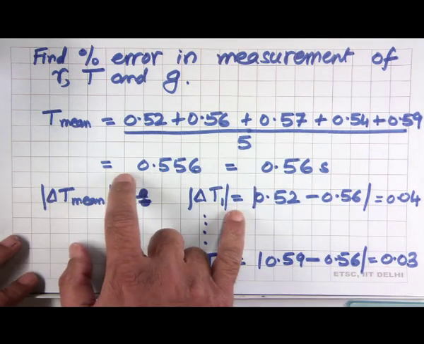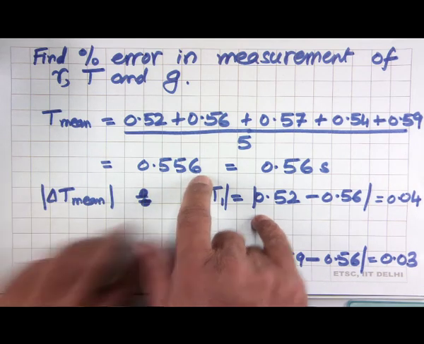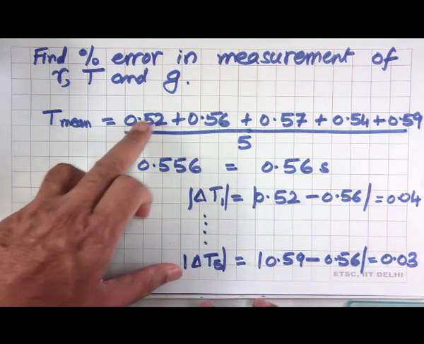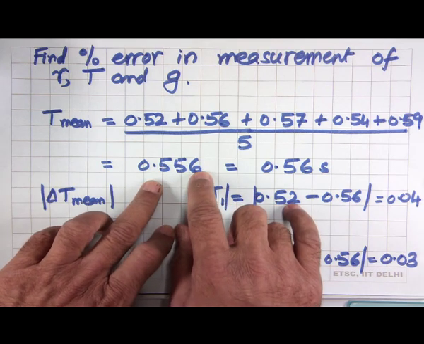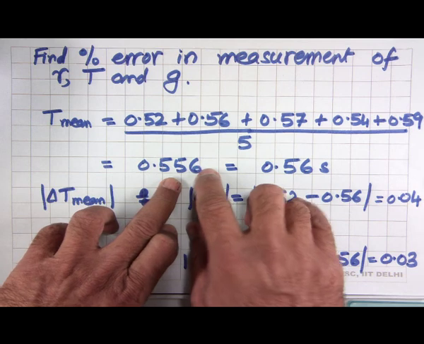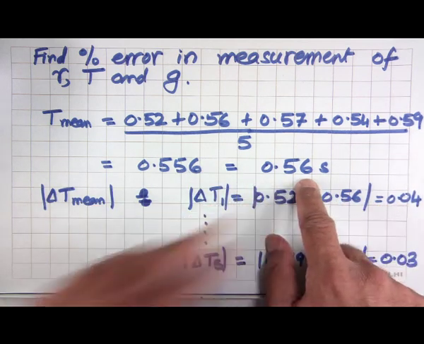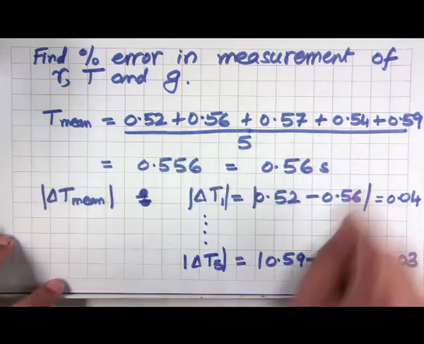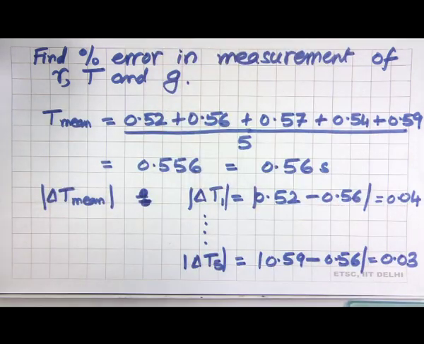So, we get the answer as t mean as 0.556 seconds. But we realize the original data is given to us correct up to 0.01 seconds. So, we will round up this 0.556 up to the second decimal place. So, 5 is followed by a 6. So, t mean will become 0.56 seconds. This is an important step, that finally you have to take the mean value as the one which has the same number of significant digits as the original data.